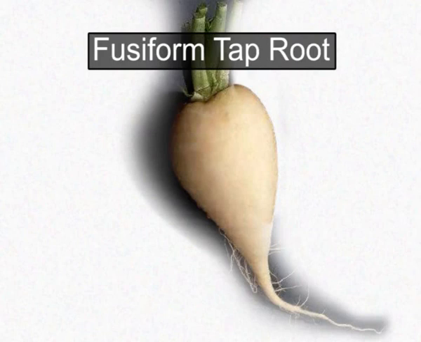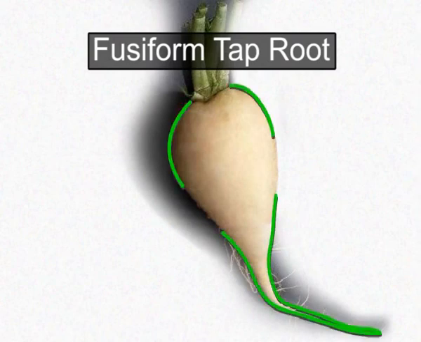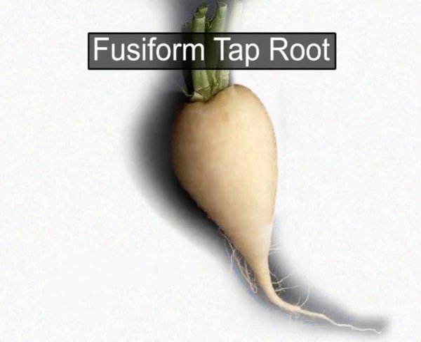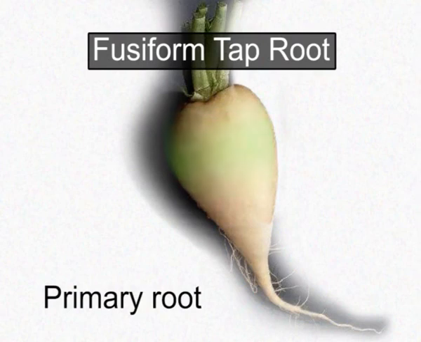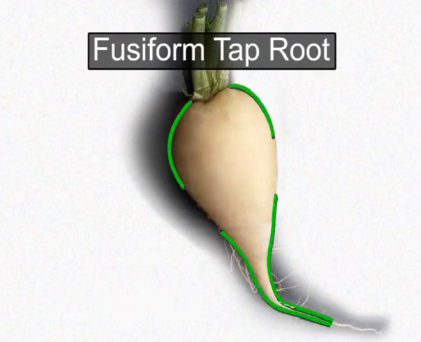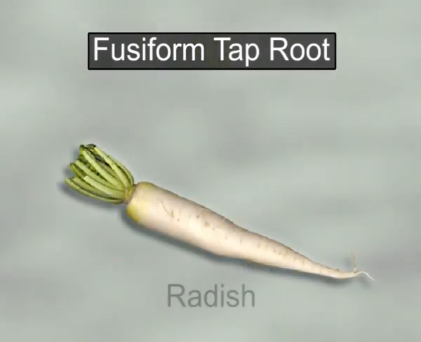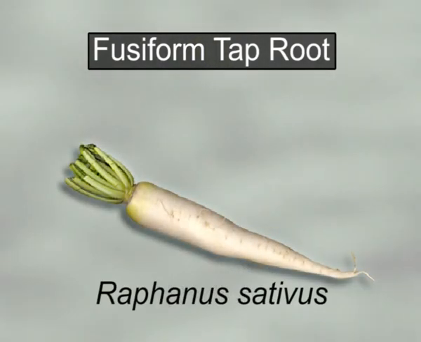Fusiform tap root. Here the food is stored in the primary root. As a result, it starts getting a shape like this. Secondary roots remain thin and they are absorptive in function. In this type, the primary root is swollen in the middle and narrows toward both ends, its base as well as apex. This is known as fusiform. This gives it the shape of a spindle, as in radish, which is Raphanus sativus, commonly known as mooli.